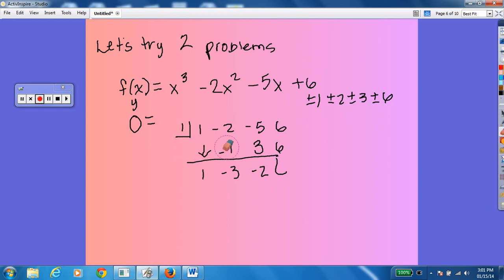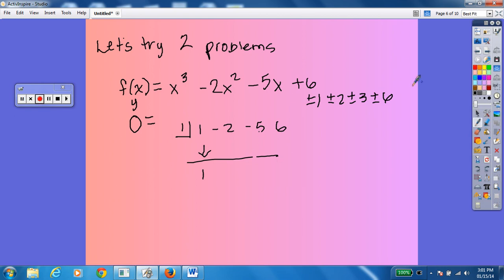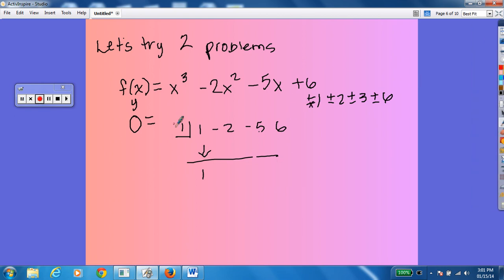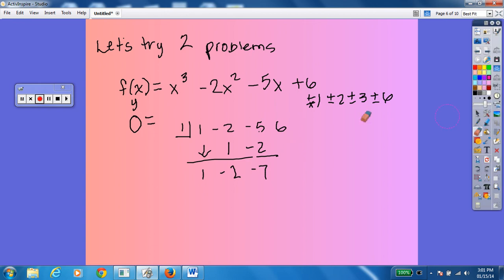I guess I forgot what the answer was, so we'll try this again. I'm going to try +1 because the -1 didn't work. That gives me +1, that gives me -2, that gives me -7. That's not working out for me either. So the 1 didn't work.